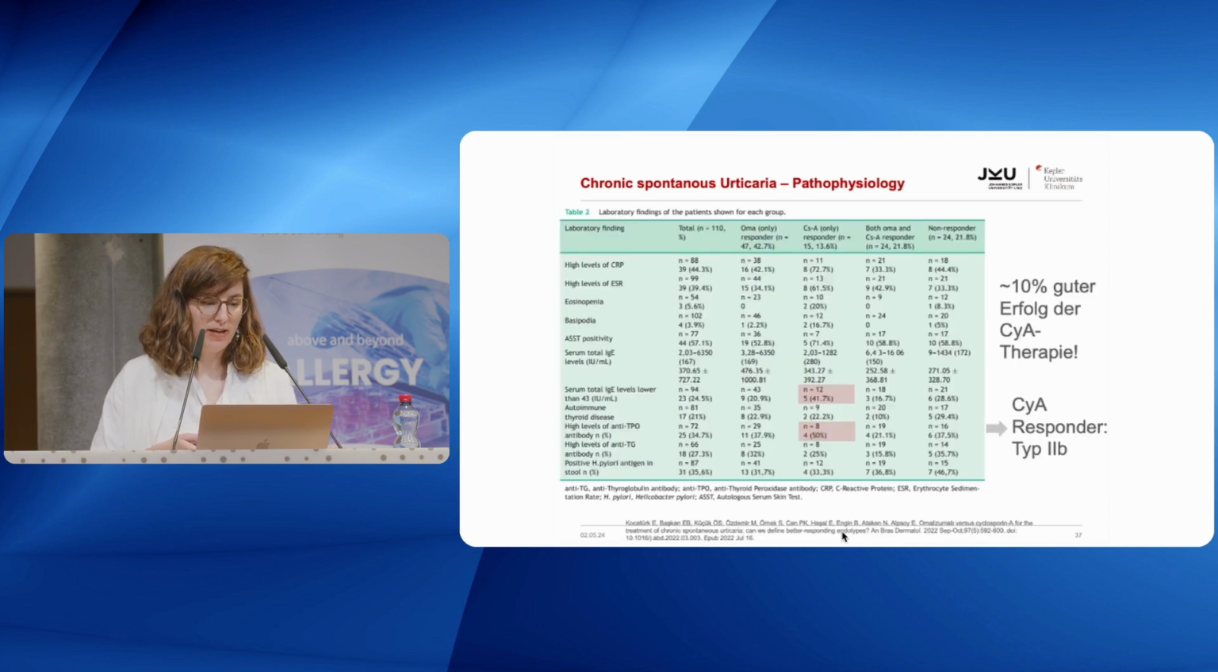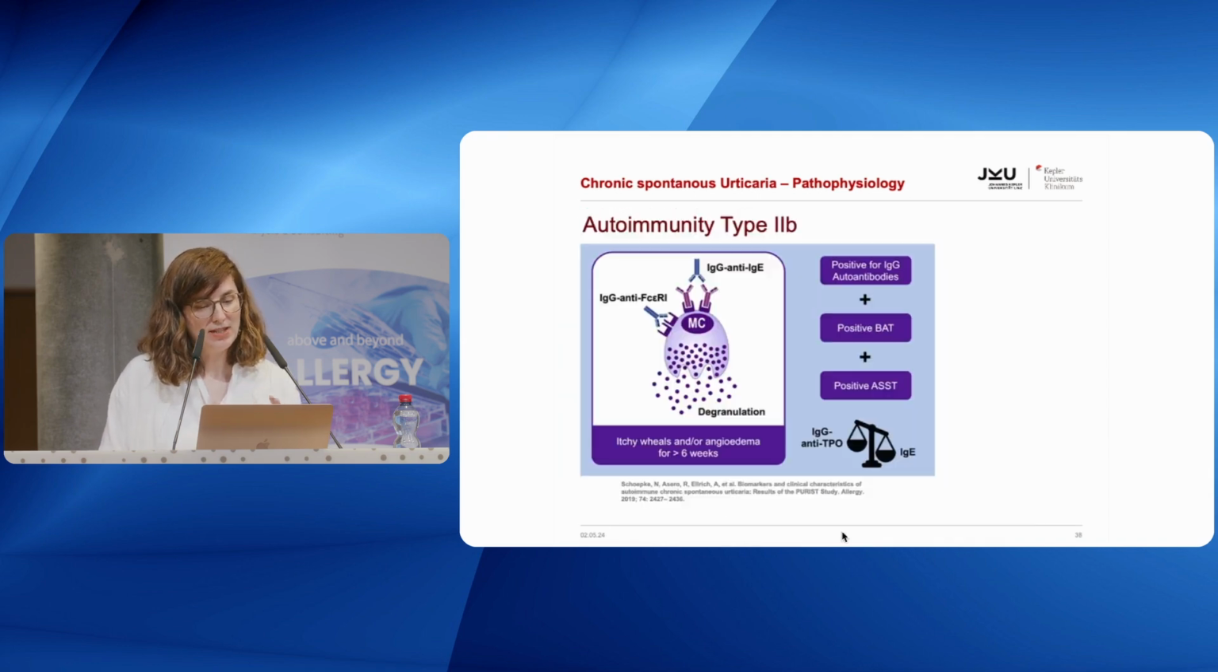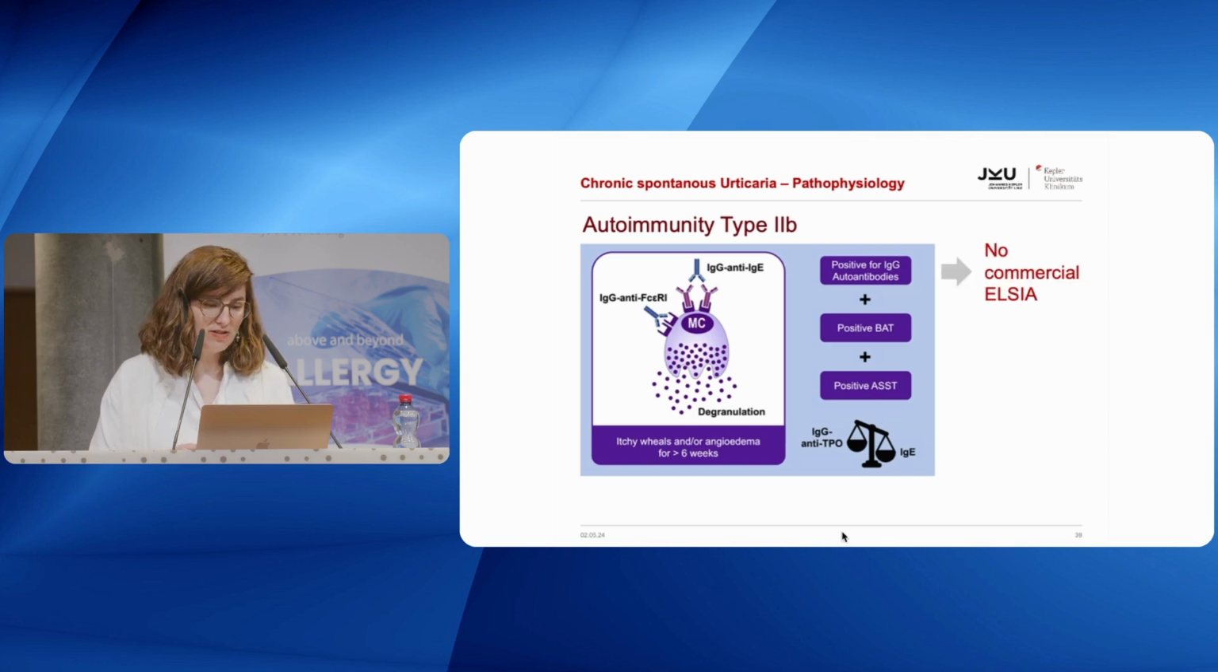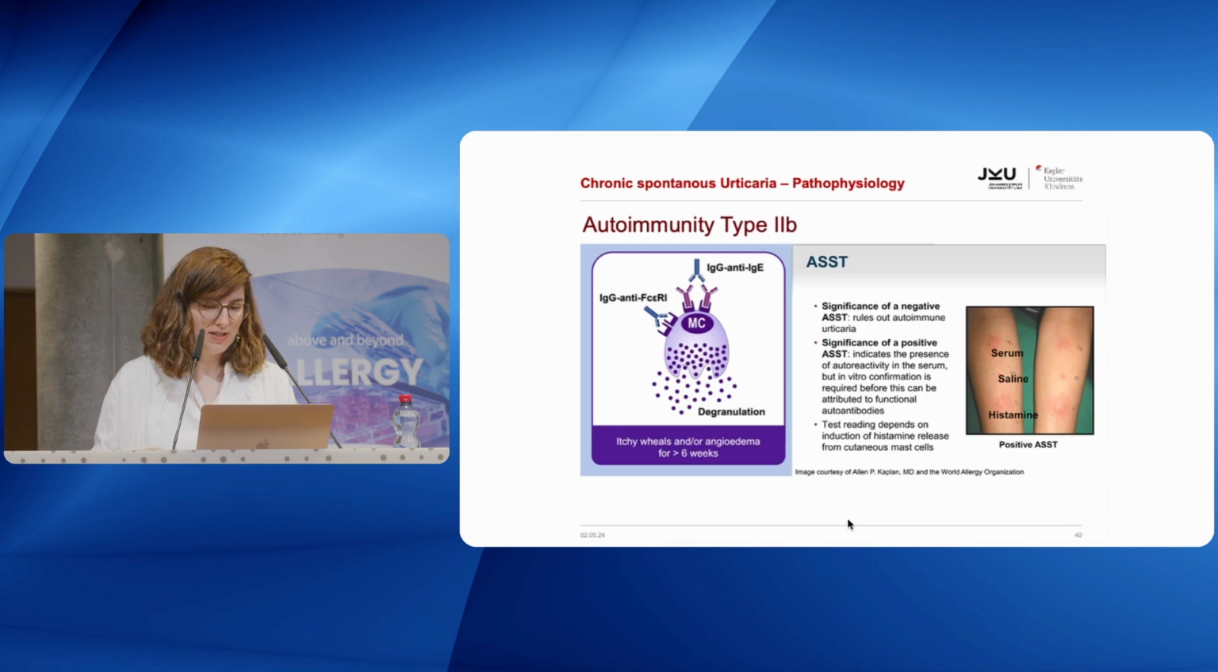The problem that we have with this detection of type 2B immunity, as I said, is that the ELISA is difficult, so there is no commercially available ELISA, but there are other surrogate markers that can be used. For example, a positive ASST. This is a test where you inject the serum of the patient into their own skin, and the patients will develop a wheal.